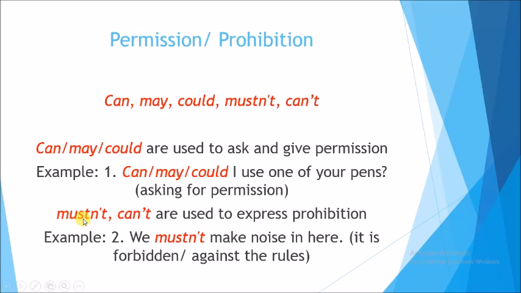And in this case, of course, you are asking for permission. Now, mustn't and can't are used to express prohibition. Like in example, we mustn't make noise in here. This means this is forbidden. This is against the rules.